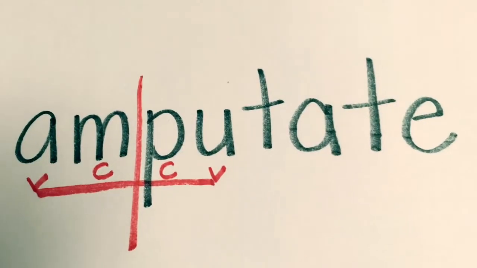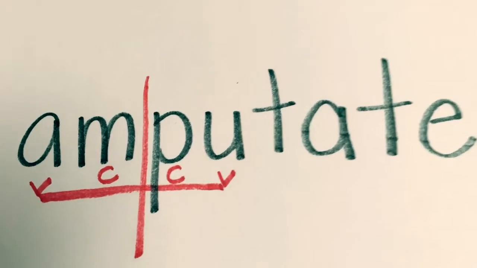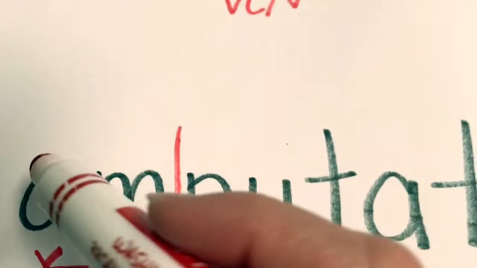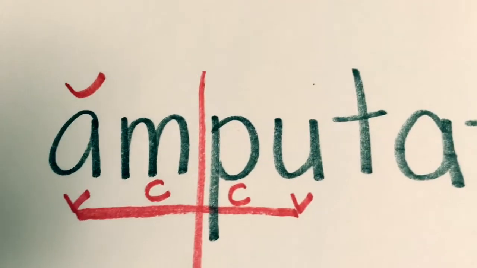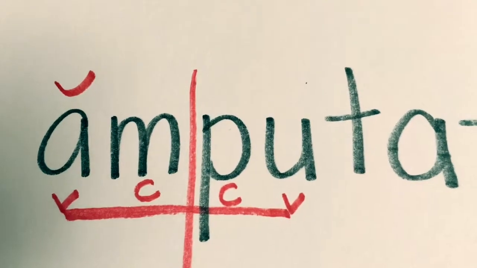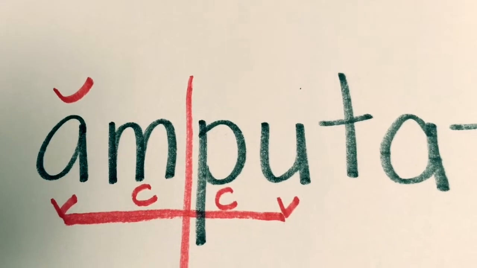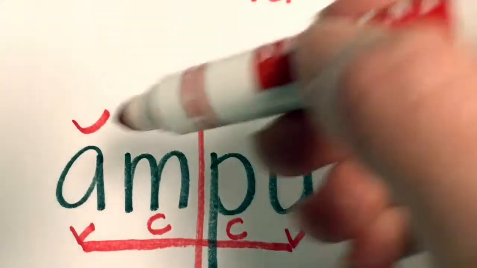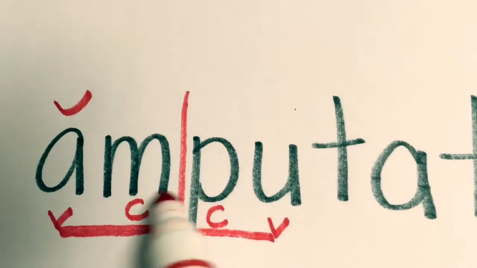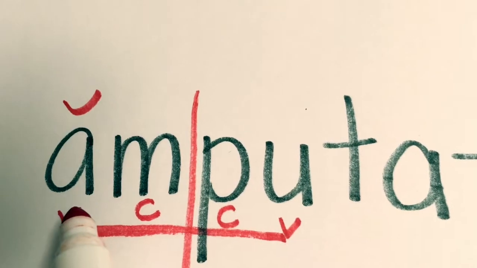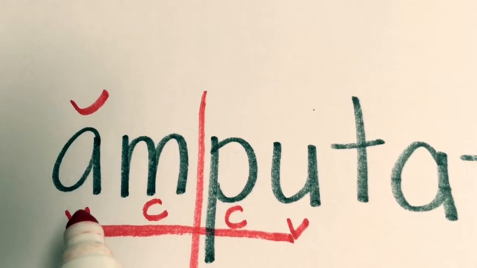So now I can read my first syllable, which is am. And here you'll see me marking it with the breve, which is the symbol for a short vowel. Just to review, I know that it's a short vowel because this syllable is closed in. The M consonant closes in the vowel, making the vowel have a short sound.